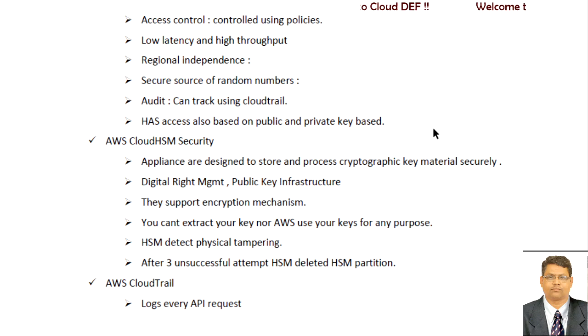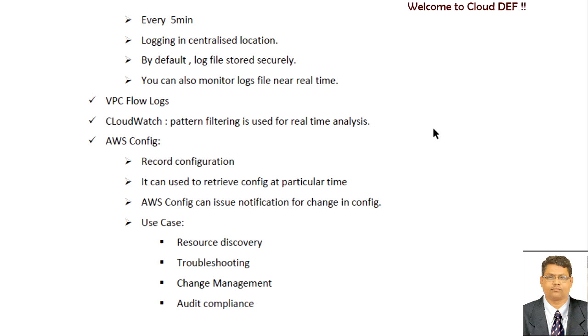AWS CloudTrail. Logs every API request. Every 5 minutes. Logging in a central location. By default, log files are stored securely. You can also monitor log files in near real time. VPC Flow Logs. CloudWatch pattern filtering is used for real-time analysis. AWS Config. Records configuration. It can be used to retrieve config at a particular time. AWS Config can issue notifications for changes in config.